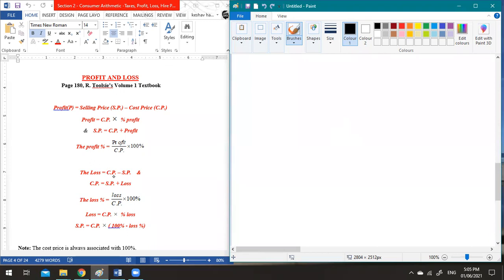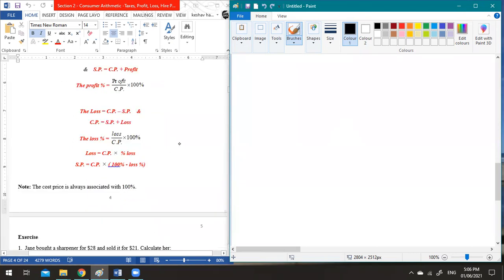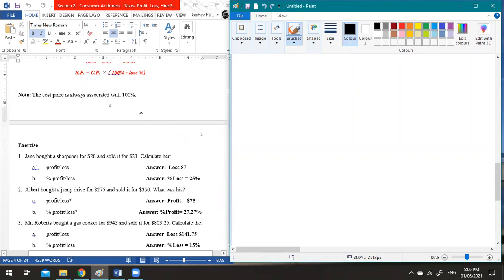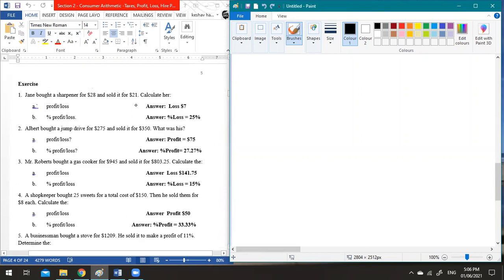The loss now, because the selling price will be less than the cost price, will be the cost price subtract selling price. And the loss percentage will be the loss over the cost price, not the selling price. So loss over cost price multiplied by 100 over 1. So that's basically the formulas we have to remember, right? And just a little note, the cost price is always associated with being at 100%.